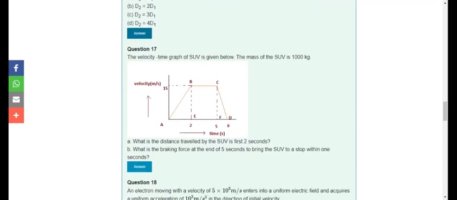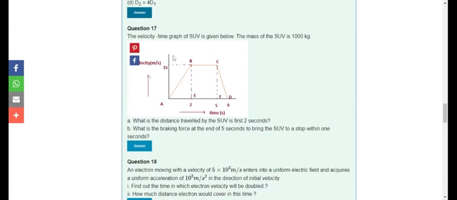Now let us see question number 17. The velocity time graph of an SUV is given below. The mass of the SUV is 1000 kg. What is the distance traveled by the SUV in the first 2 seconds? In the first 2 seconds, you can find the slope of AB to calculate the acceleration. This is a velocity time graph, and the slope of a velocity time graph gives us the acceleration. The slope will be 15 minus 0 divided by 2, that comes to 7.5.